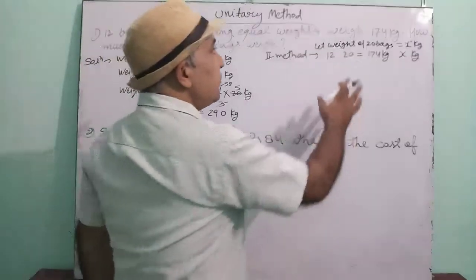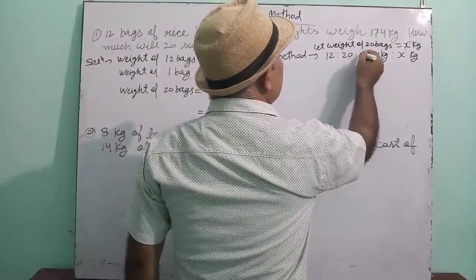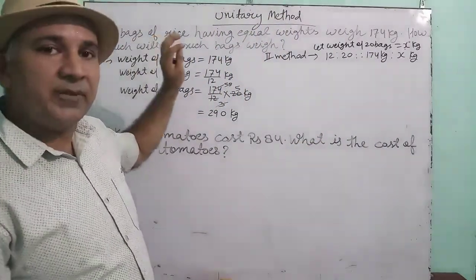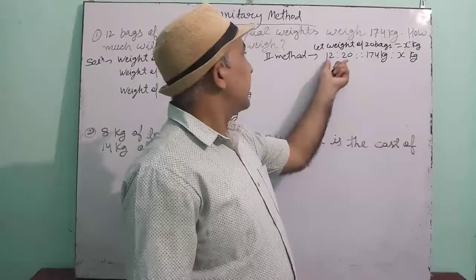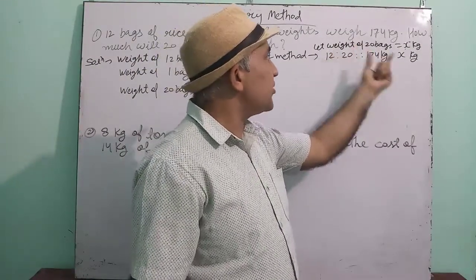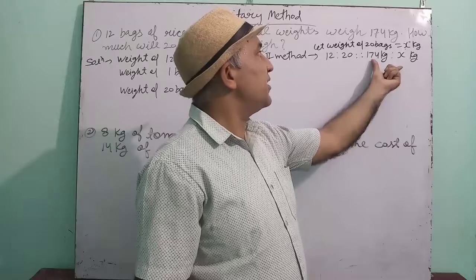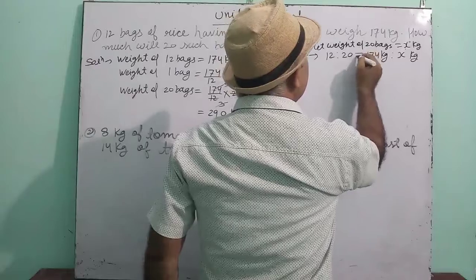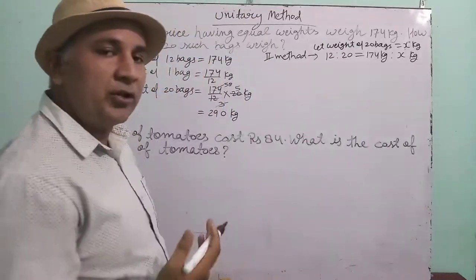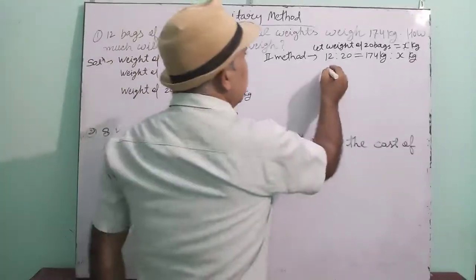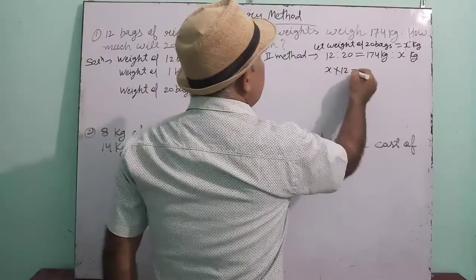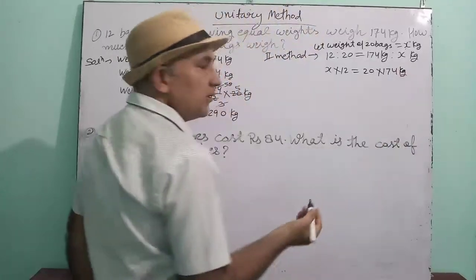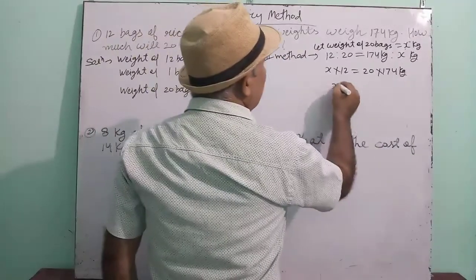Okay. And in ratio and proportion, see here. This is the symbol of proportion. From this question we are finding that the ratio between 12 and 20 must be equal to the ratio between 174 kg and x. That is why we will put here equal sign. Okay. Now according to ratio proportion method, the product of extreme is equal to product of mean. This is the method we have studied. Now solve and get your answer.